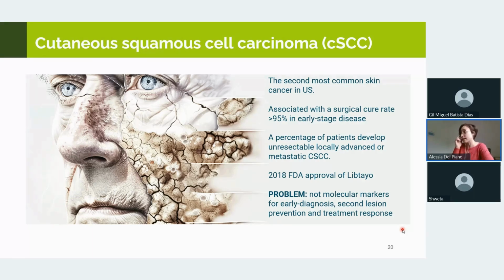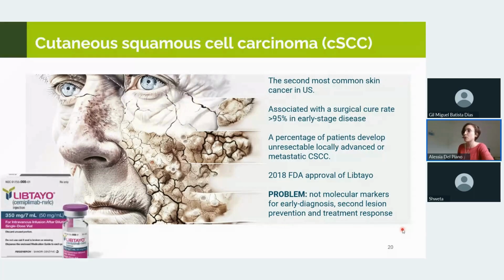Usually they remove the lesion, and in a small percentage there is a recurrence, and usually recurrence is associated with a poor clinical outcome. Even though in 2018 a new anti-PD-1 immunotherapy was approved, still 50% of the patients are not responding to therapy. So this type of cancer still needs a molecular marker for early diagnosis, second lesion prevention, and treatment response.